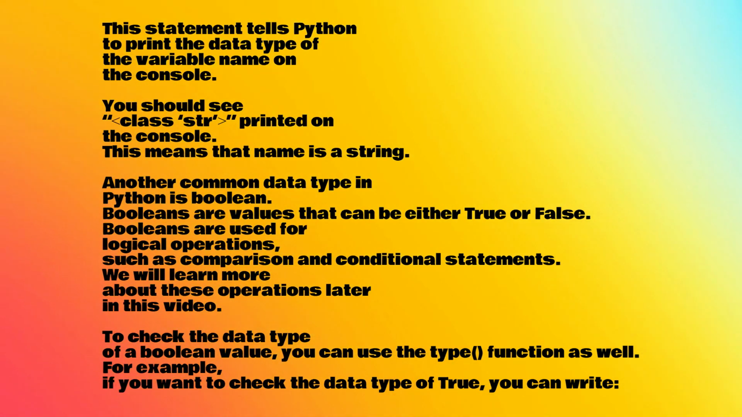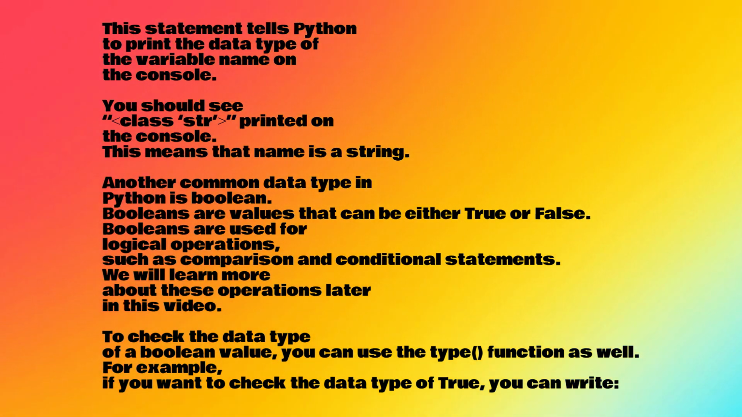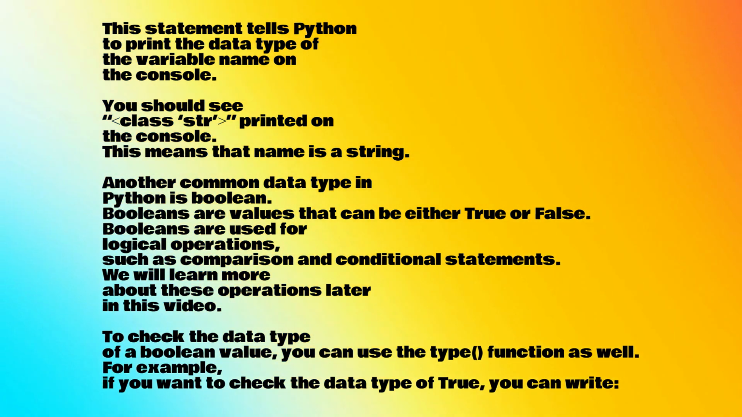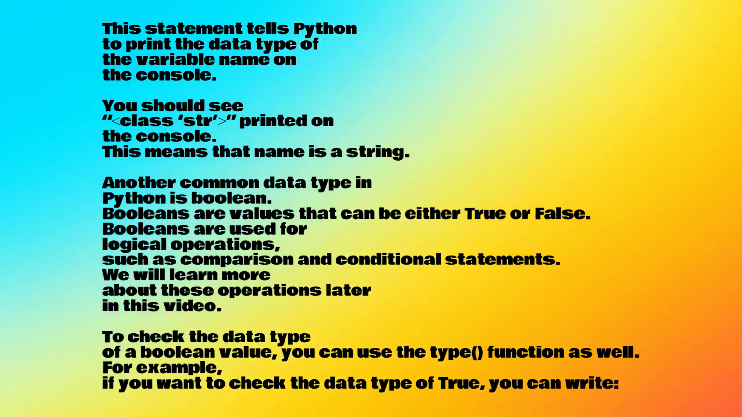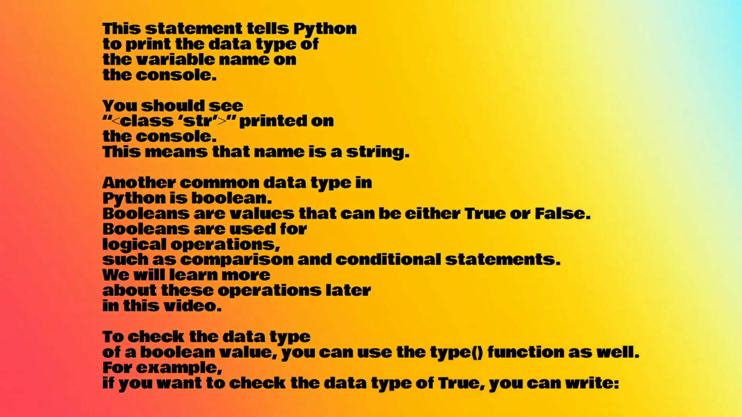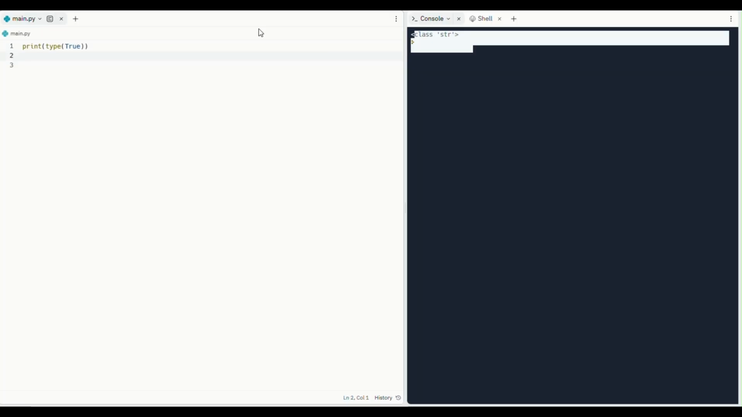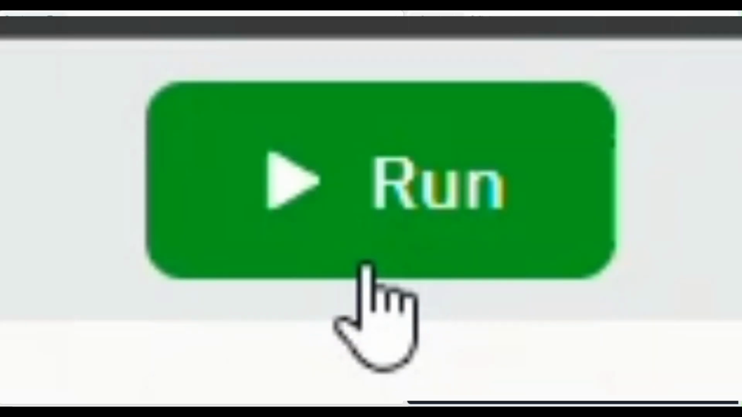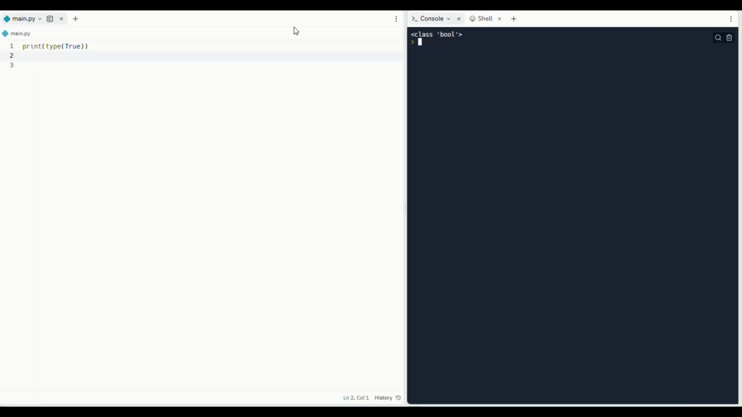To check the data type of a Boolean value, you can use the type function as well. For example, if you want to check the data type of True, you can write type(True). This statement tells Python to print the data type of True on the console. You should see <class 'bool'> printed on the console. This means that True is a Boolean.